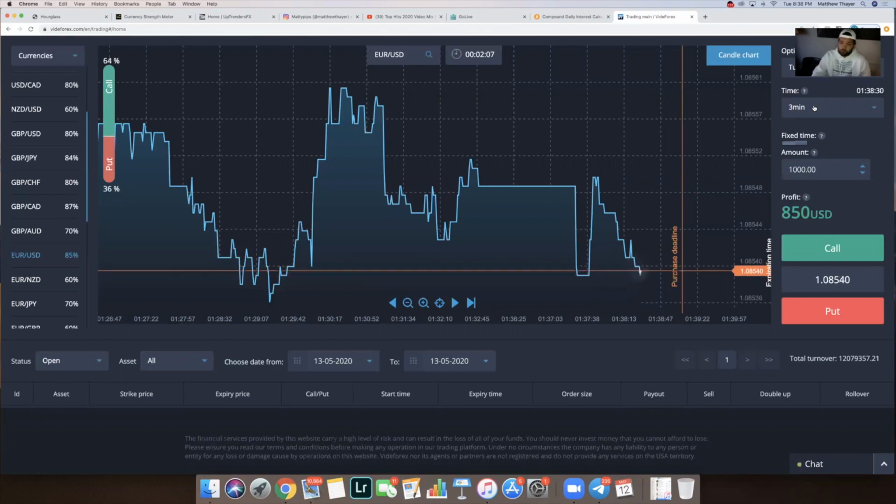Now, there are two options. There's a call option, there's a put option. Call means you believe that it's going to go up. Put means you believe it's going to go down. I will let you guys know whether I want to go in for a call or a put. The number in the middle, guys, is the number that I call out. I will usually call out the last 3 numbers in the currency pair that I want to trade.